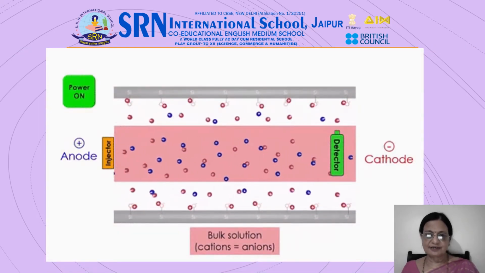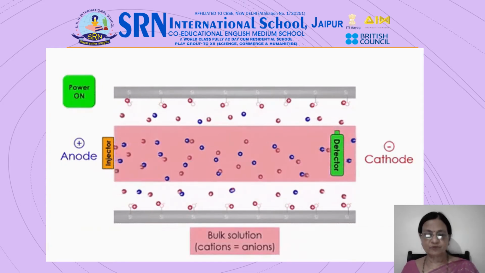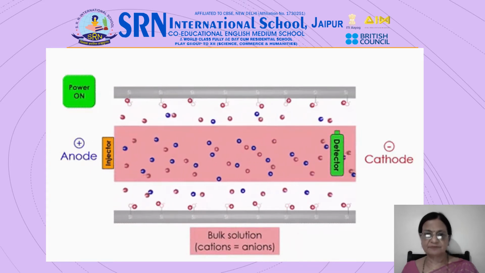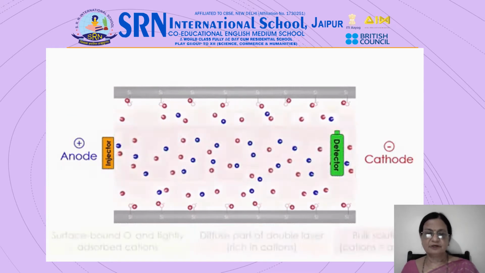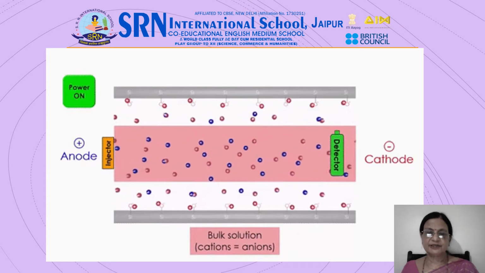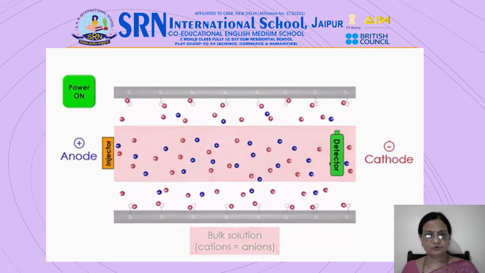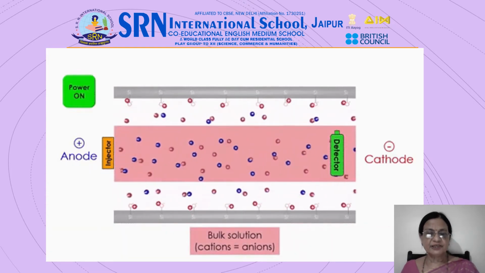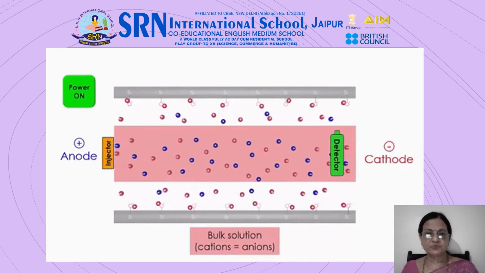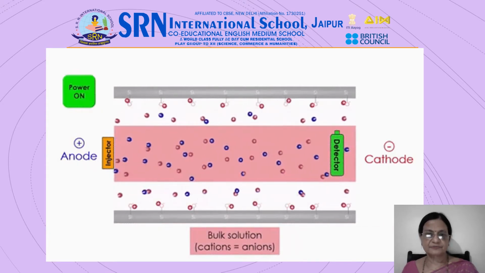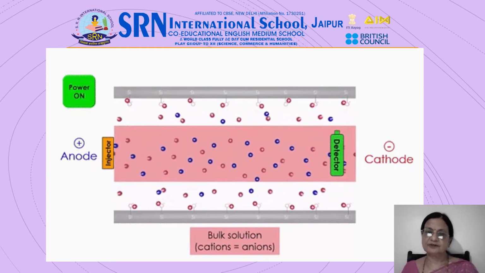Another property of colloids is electrophoresis. Electrophoresis is the movement of colloidal particles under an applied electric potential. Here two platinum electrodes are taken. One is the positive electrode, anode, and the other is the negative electrode, cathode. And they are dipped in the solution of colloids. When the electric potential is applied, these colloid particles start moving towards one or the other electrode. And thus it explains the existence of charges on the colloidal particles.